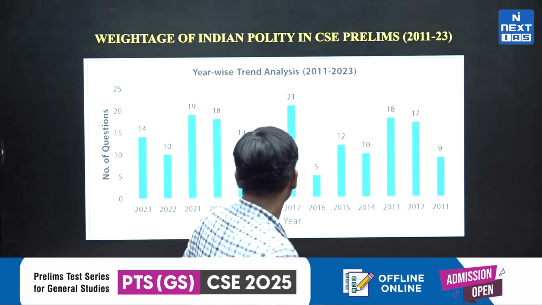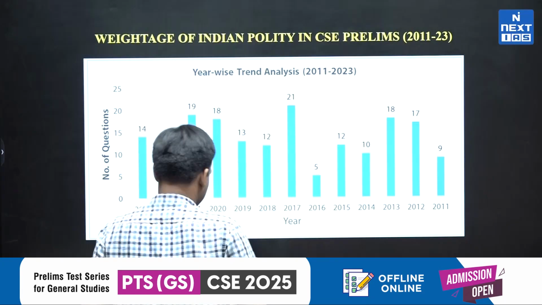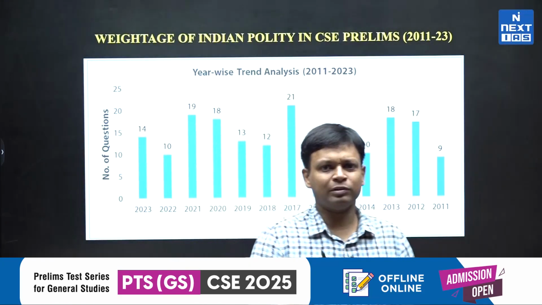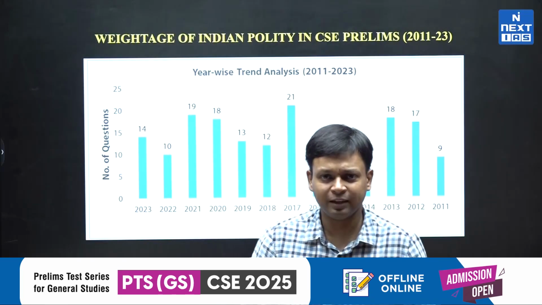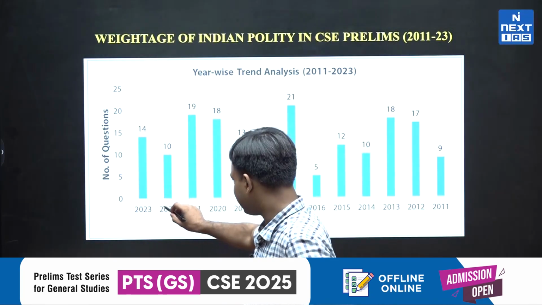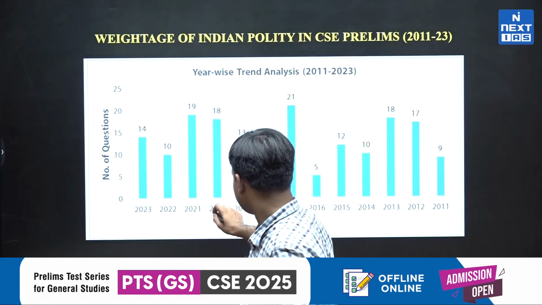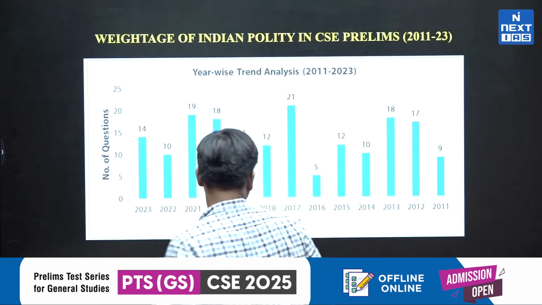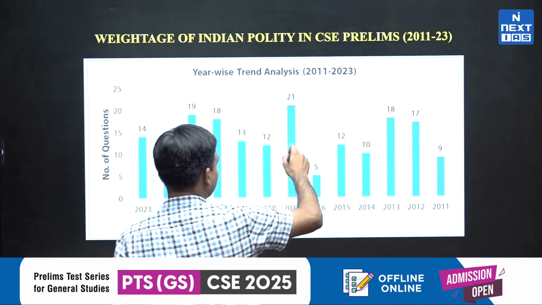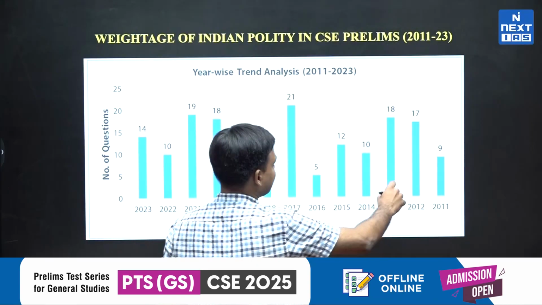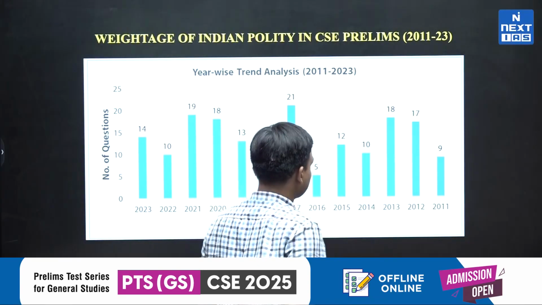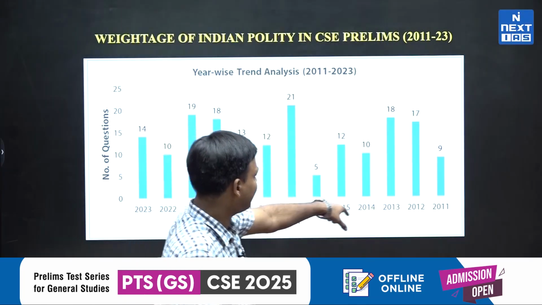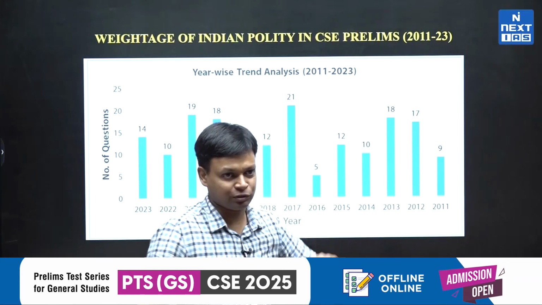If you look at polity, this data does not have this year's paper. If you look at this year's paper, there were around 12-13 questions from polity. Last year there were 14 questions, then we had 10. Between 2019, 2020 and 2021, there were a huge number of questions, 19 and 18. 2017 again was an outlier, we had 21 questions, and in 2013 and 2012 we had 18 and 17 questions. The only exceptions where polity questions were very low in number were 2016 and 2011, when it was less than 10 questions.